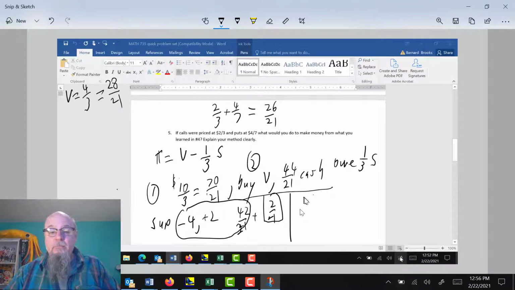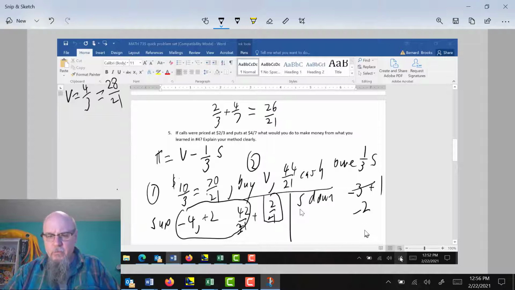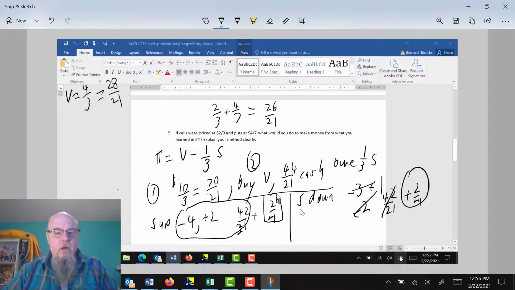What if the stock goes down? Well, if the stock goes down, then it's down to $9. I only owe minus $3, I owe 1/3 of a share. My option is worth $1 in this case, the put part, and that's still minus 2. That was the portfolio, it was going to be worth minus 2. I still have the 42 21s plus the 2 21s. I pay my debt, and I still have the 2 21s left over. So I make the 2 21s guaranteed, regardless of whether the stock goes up or down.